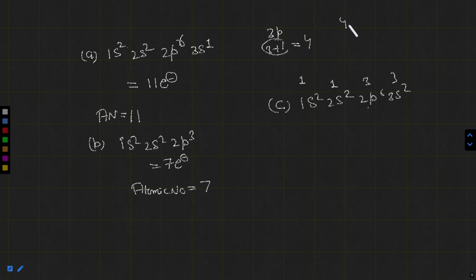Now let us compare it with 4s. 4s will also have a value of 4. But since its n value is larger, we will give lower energy to 3p. So 3p5.